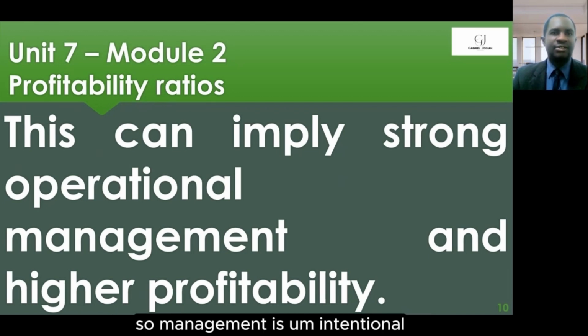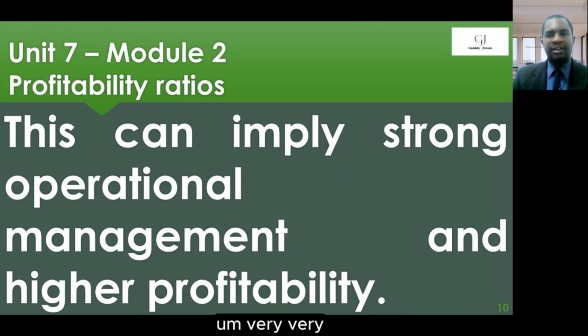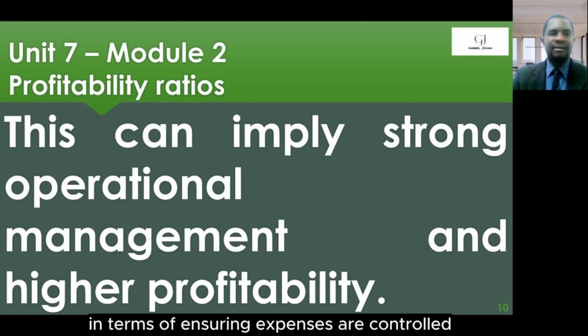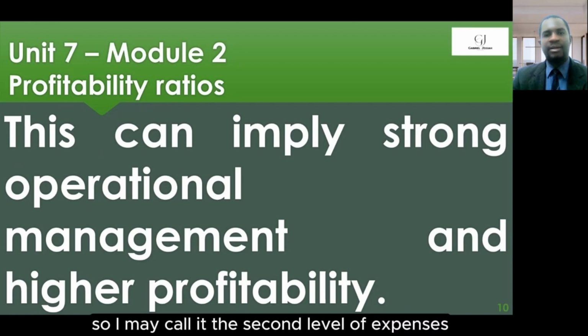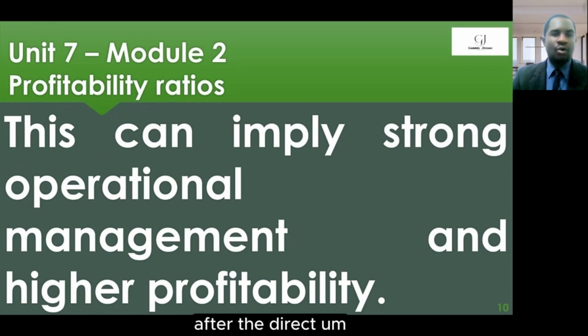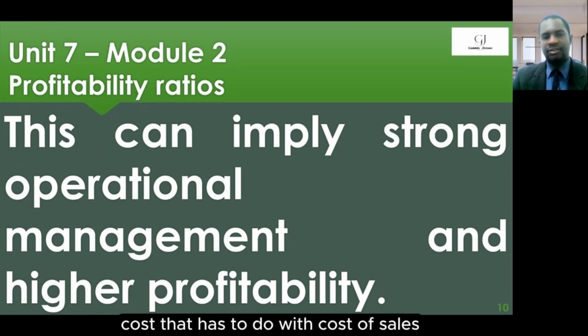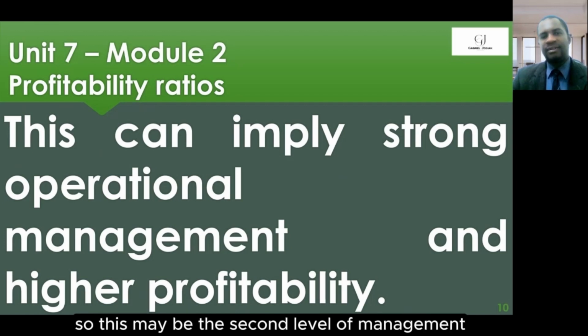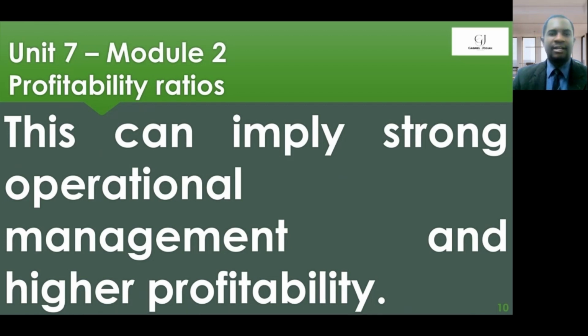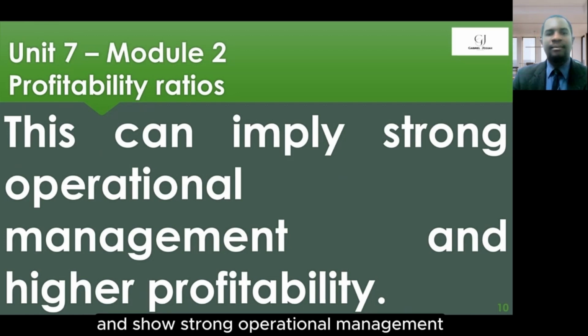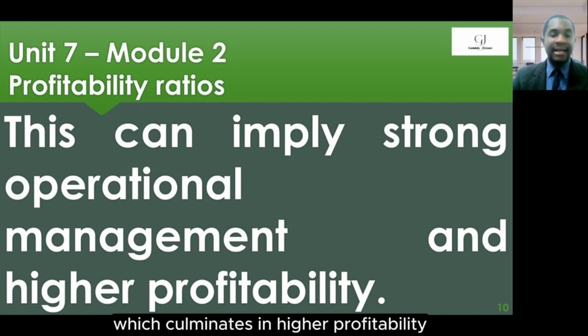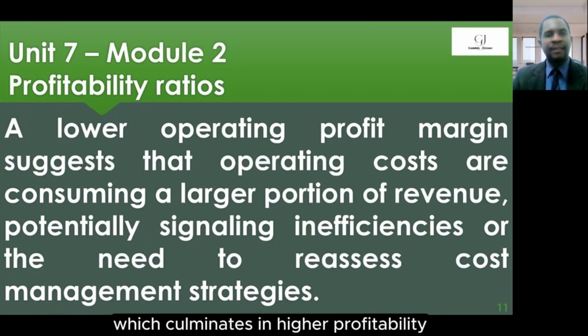So management is intentional and very, very hardworking in terms of ensuring expenses are controlled at this point. So I may call it the second level of expenses after the direct costs that has to do with cost of sales. So this may be the second level, and management has to be careful, and it shows strong operational management, which culminates in higher profitability.